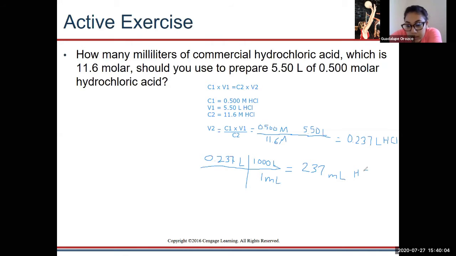Wouldn't the 1,000 liter be under, or would it be... Oops, sorry. Thank you for correcting me. Actually, it should be multiplied by milliliters, and then down below it should be liters. Good eye. I was just testing you. Okay. Piece of cake.